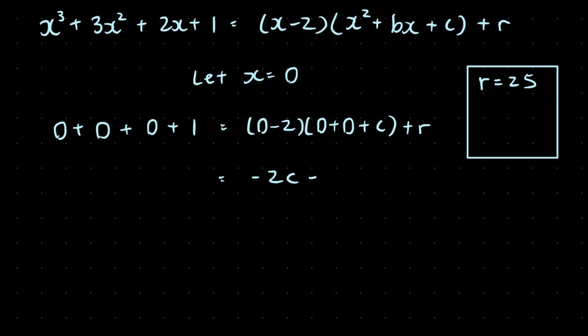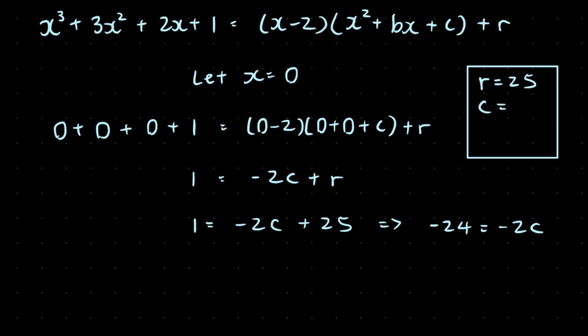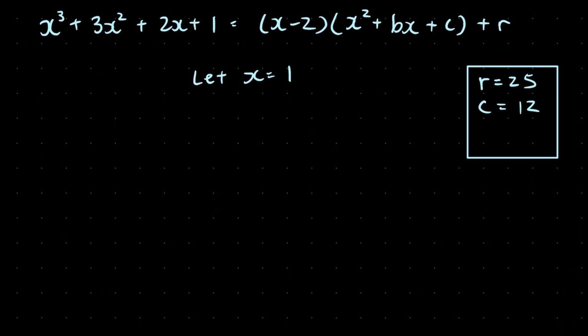But we know what r already is from our previous conclusion, which is 25. So we know that 1 is equal to -2c plus 25. And if we evaluate that by moving 25 to the other side, which gets you -24 is equal to -2c, we get c is equal to 12. And then finally, since we've subbed in x is equal to 2 and x is equal to 0, next we try x is equal to 1.